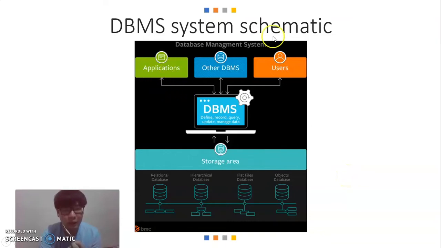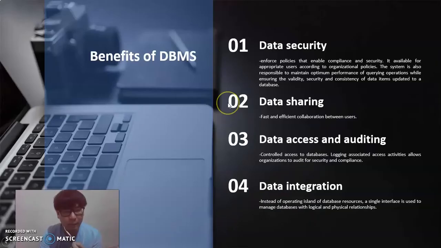This is the DBMS system schematic. Then the benefits of DBMS. The first one is data security, which enforces policies that enable compliance and security. Data is available to appropriate users according to organizational policies. The system is also responsible for maintaining optimum performance of querying operations while ensuring the validity, security, and consistency of data items updated to a database.